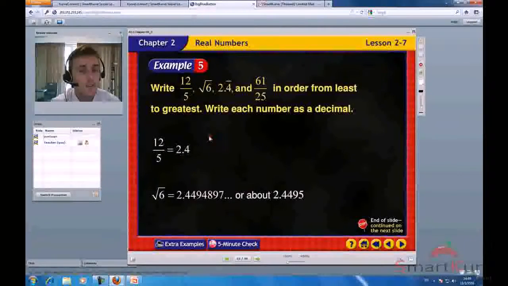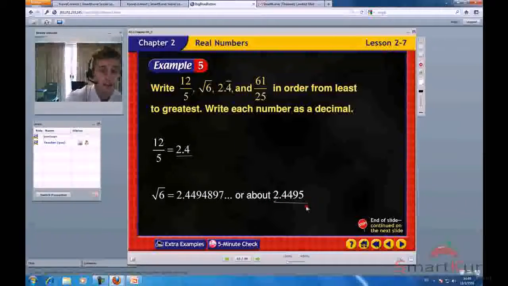Write 12/5, √6, 2.4 repeating, and 61/25 in order from least to greatest. Write each number as a decimal. First, you're going to make all of these into decimals so you can compare them. 12/5 is 2.4, terminating. √6 is about 2.4495.